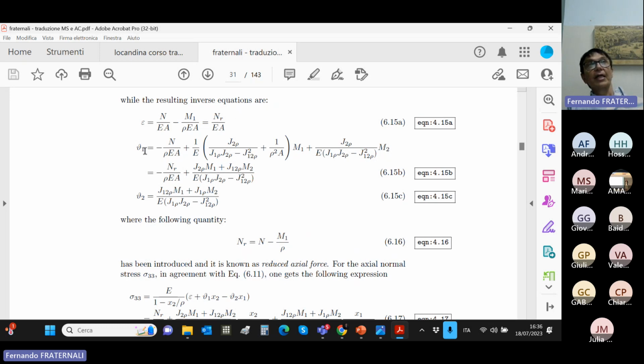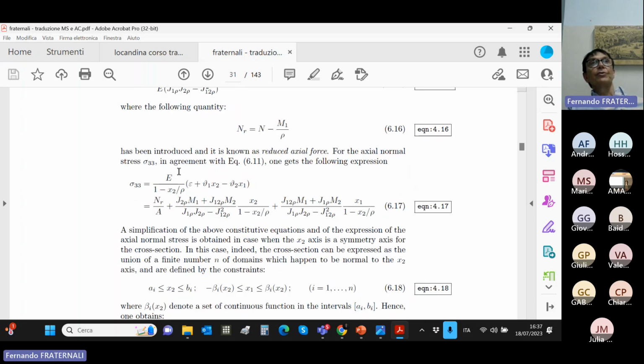Those are the couplings that are important to us, these terms. And also, the bending stiffness changes, because if the beam has a strong curvature, the bending stiffness has also terms that are proportional to the area of the cross section.